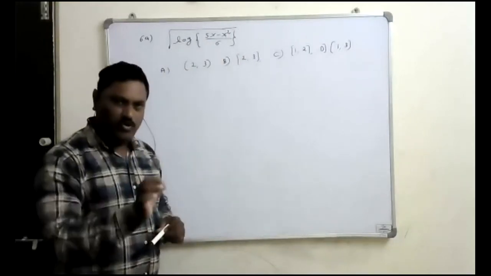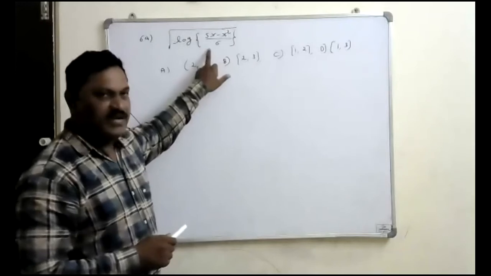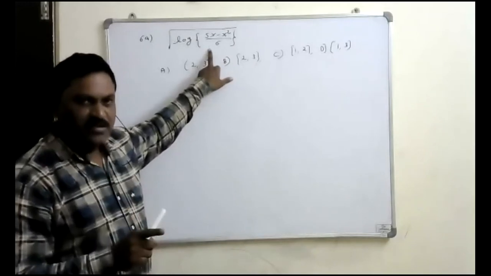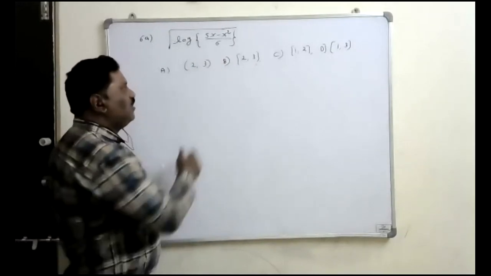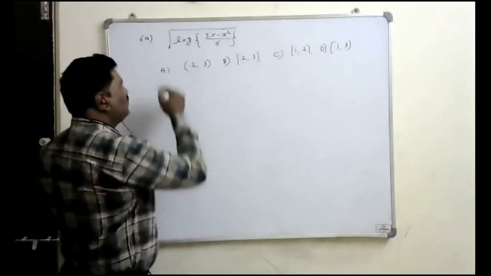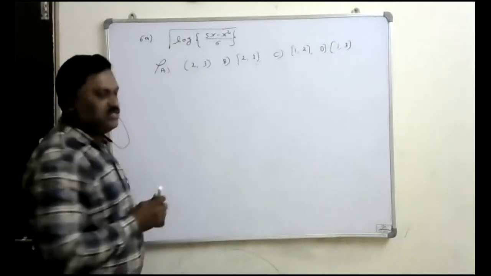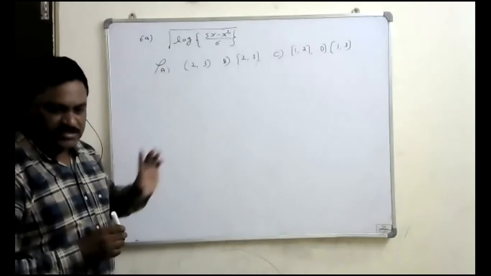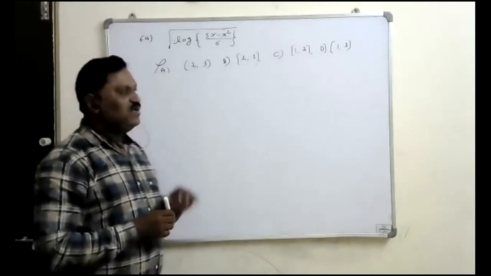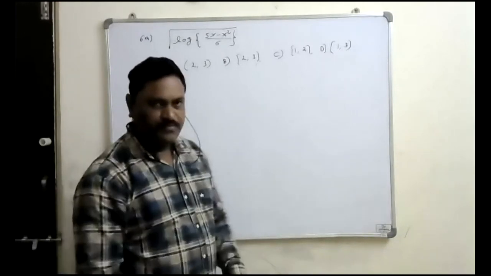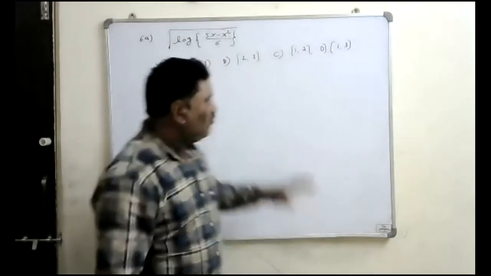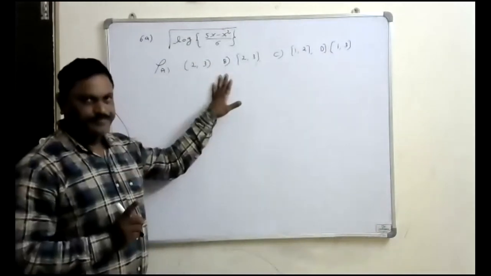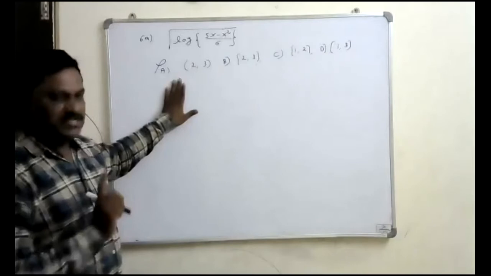Means when x equal to 2, if I take it, this is satisfying, this is defined. Means I can take x equal to 2, but 2 is not there here. That's why it is not the answer. Means you have eliminated one wrong option. What of the second? I don't know, but this is not the answer.